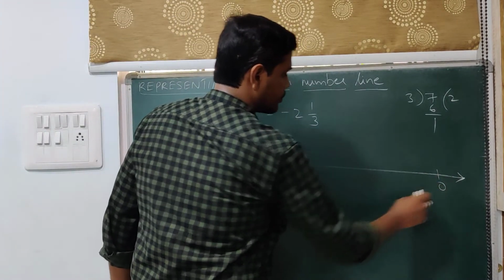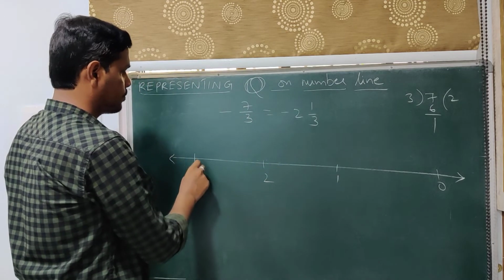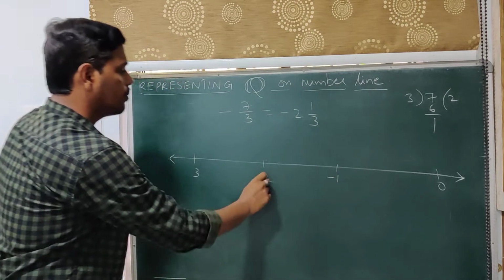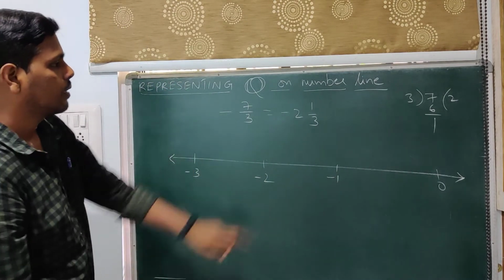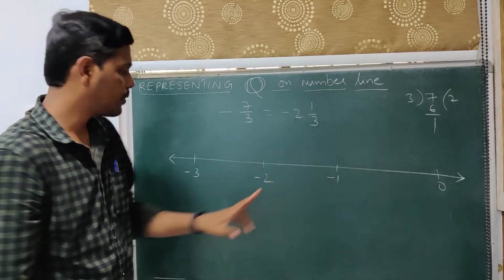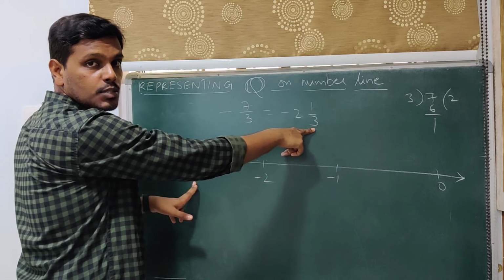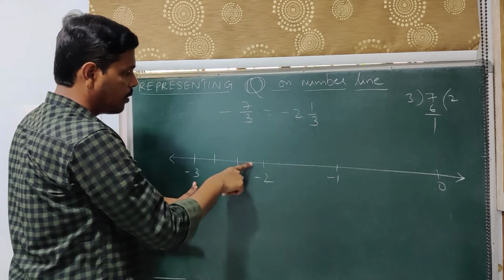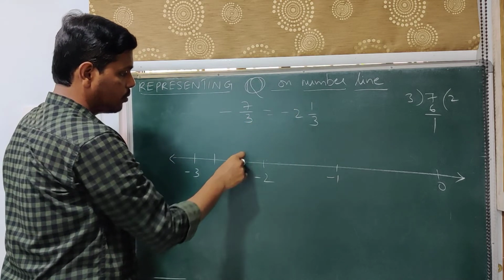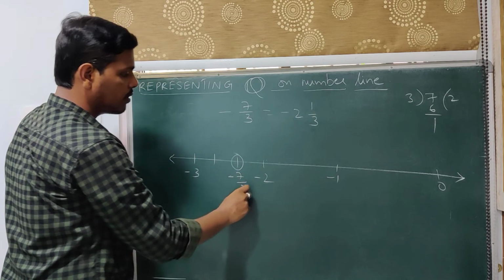So 0, 1, 2, 3. So this is the case. In fact, minus 1, minus 2, minus 3. Now as we have discussed, this minus 7 by 3 lies between minus 2 and minus 3. So this space should be divided into 3 equal parts as per the denominator. 1, 2, 3. 3 equal parts, out of which you have to consider only one part. So this is one part. So this is minus 7 by 3.